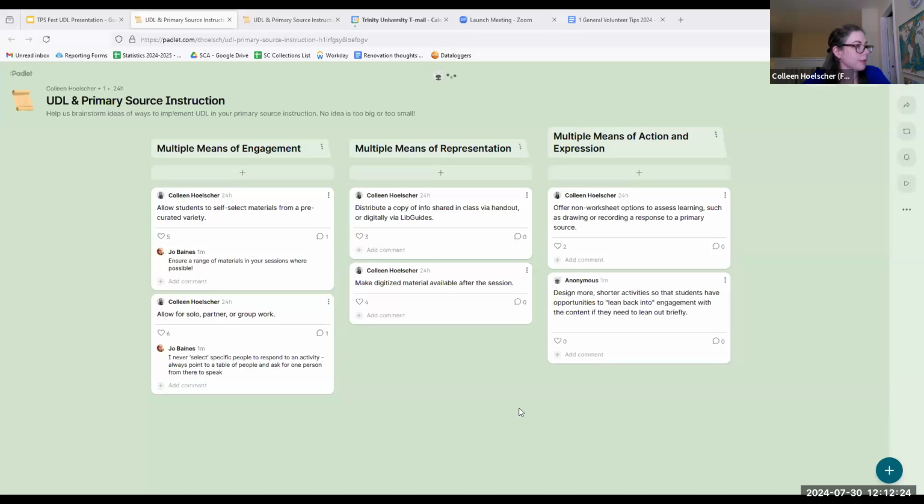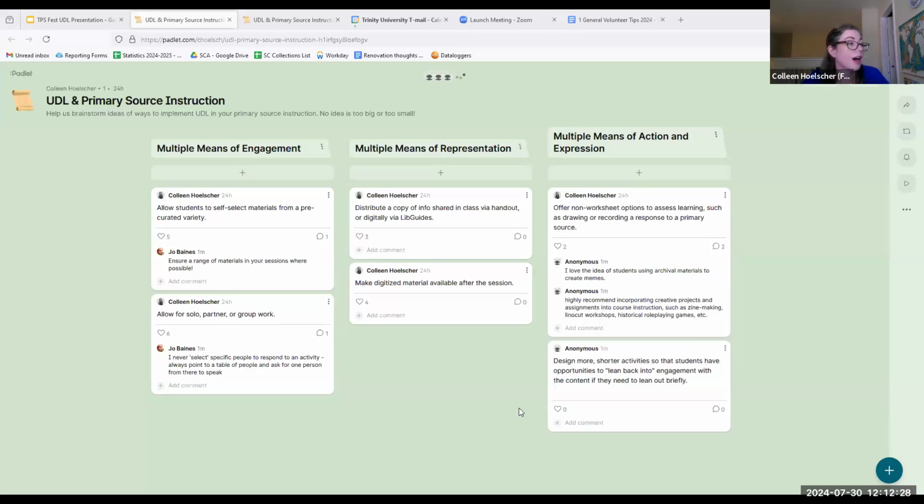Okay, so for those of you who've never worked with Padlet before, you can just click the plus sign under each heading, and then it will allow you to make a post. So you can do that. And you can also then add comments on other posts.